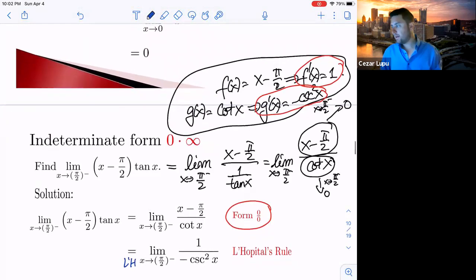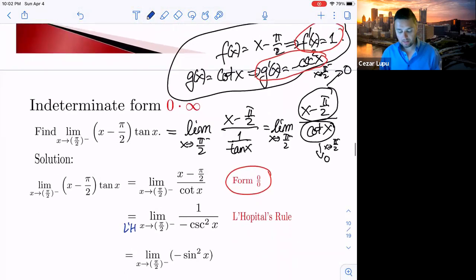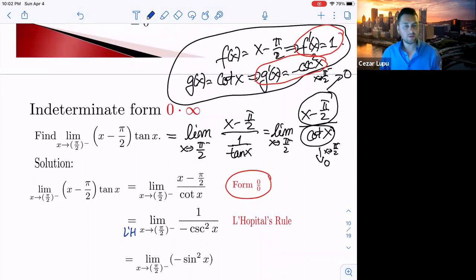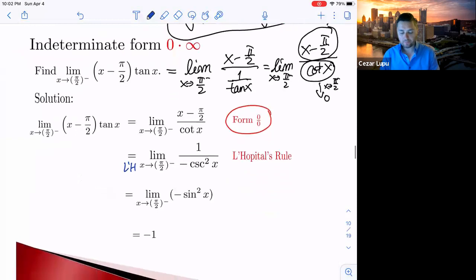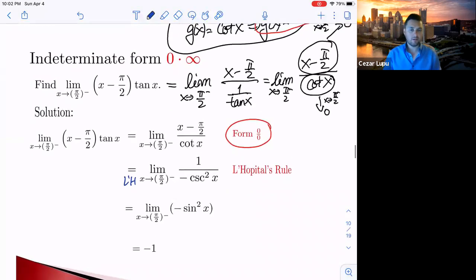And now we can plug it in, and we easily see that this is nothing else than just the limit as x approaches pi over 2 from the left of negative sine squared of x. And now if we plug in x equals pi over 2, this will give us negative 1. So that's the result of our limit. So that's it, negative 1.